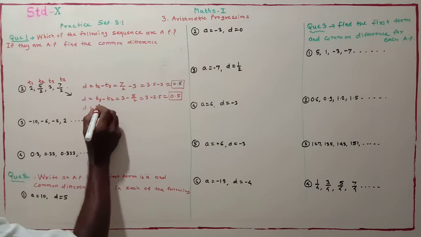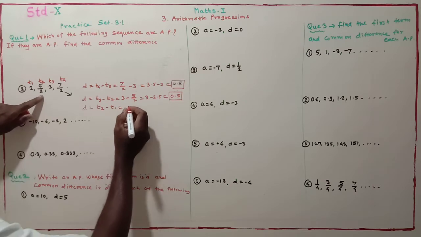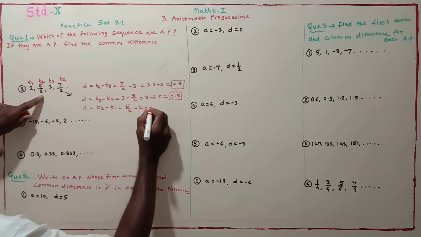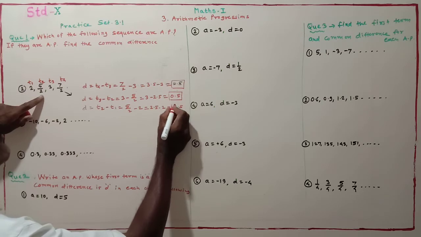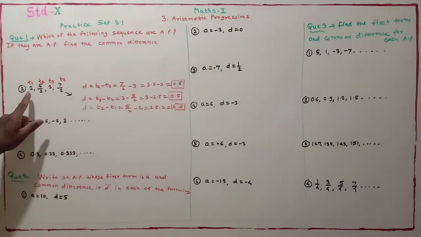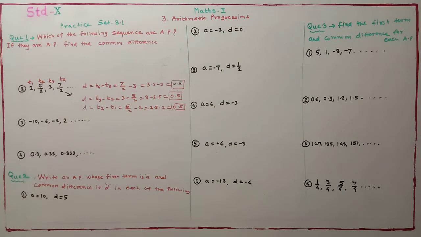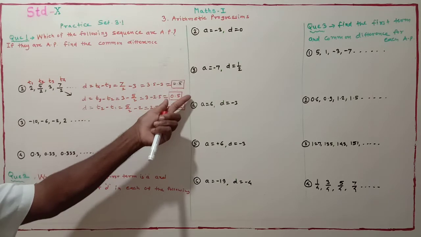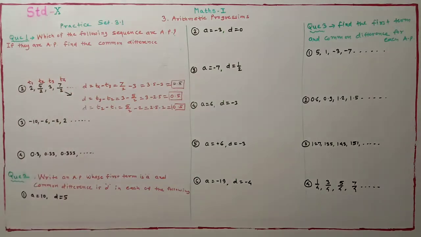D is equal to T2 minus T1. T2 is 5 upon 2 minus 2. 5 upon 2 means 2.5, minus 2 is equal to 0.5. This common difference is constant. Therefore, this sequence is AP. Means you write in the given sequence the common difference is a constant. Therefore, this sequence is an AP.